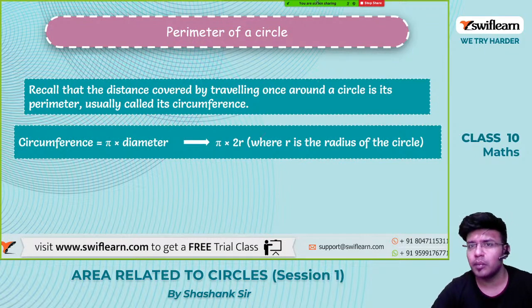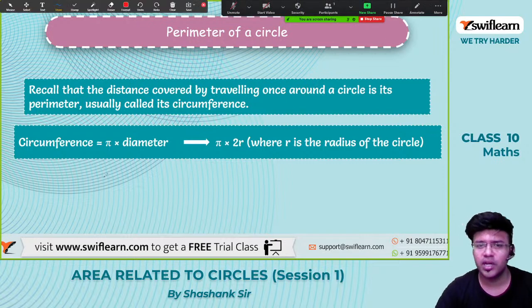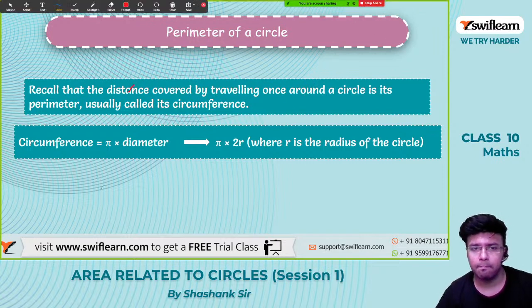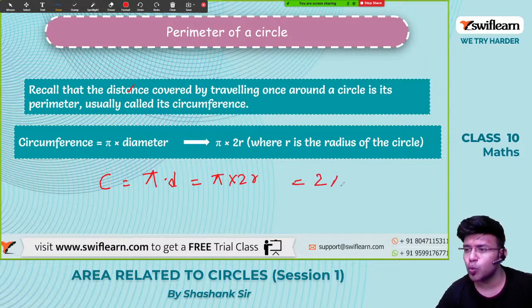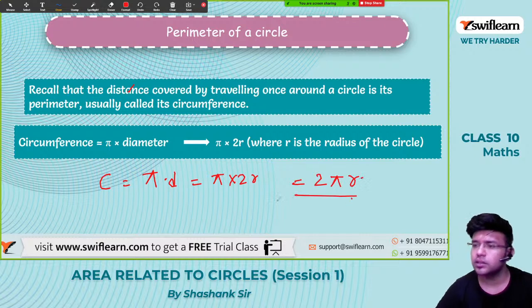What is it given by? The value of circumference is pi d. Circumference is equal to pi times d, that is also equal to pi times 2r. Usually we write 2 pi r. That is the perimeter of a circle.